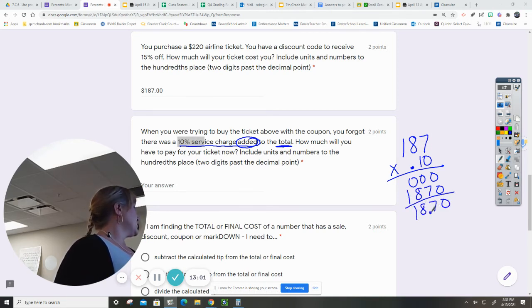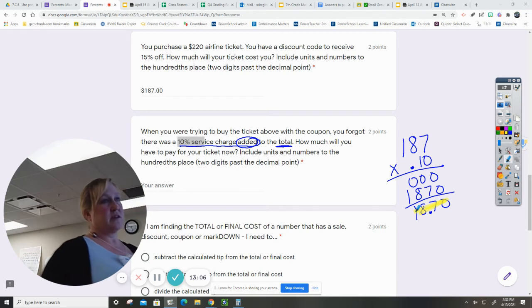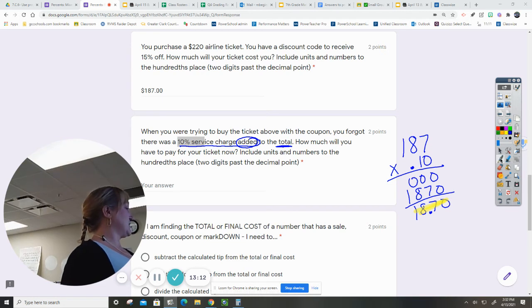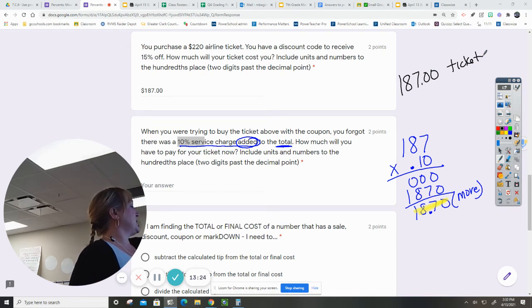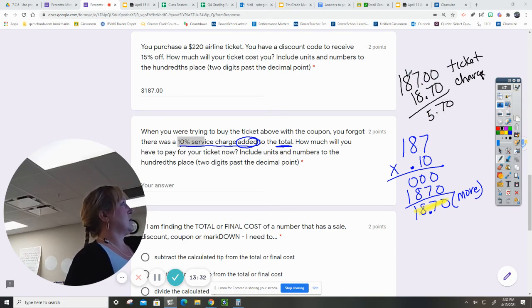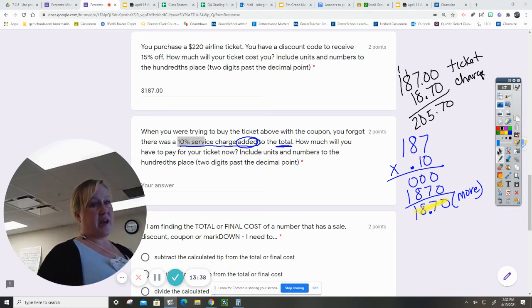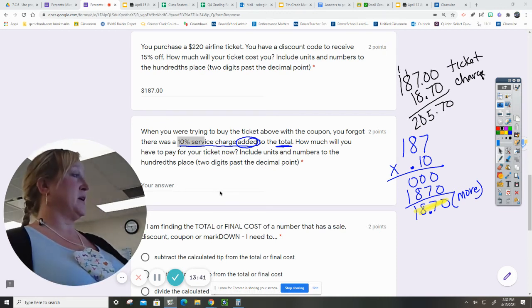2 decimal places. So that means the 10% increase is going to add $18.70 to my ticket cost. So then I have to do the $187 ticket plus the charge of 18.70, $205.70. That will be the answer that you type here.